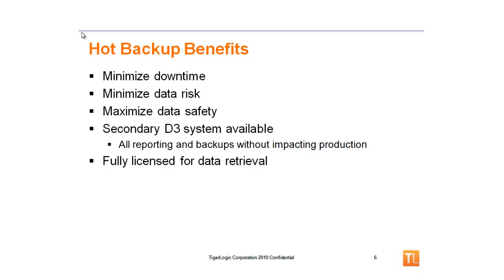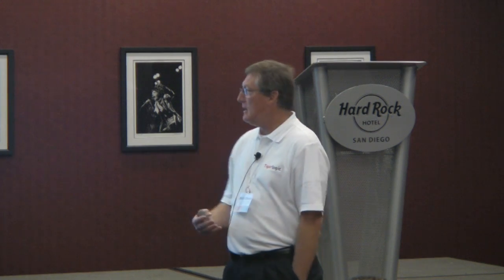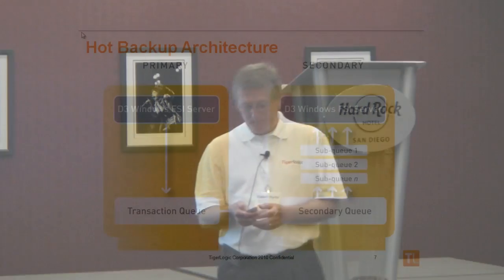With Hot Backup, you get a secondary live running D3 system that's fully licensed. So you have the same number of users on your Hot Backup machine as you do on your primary machine. And so you actually have this secondary system. It's D3, it's live data, it's current data, it's available for reporting, it's available for doing backups, it's usable in retrieval or read-only mode. And so in addition to having a system that you can fail over to, you also have a second copy of your data.